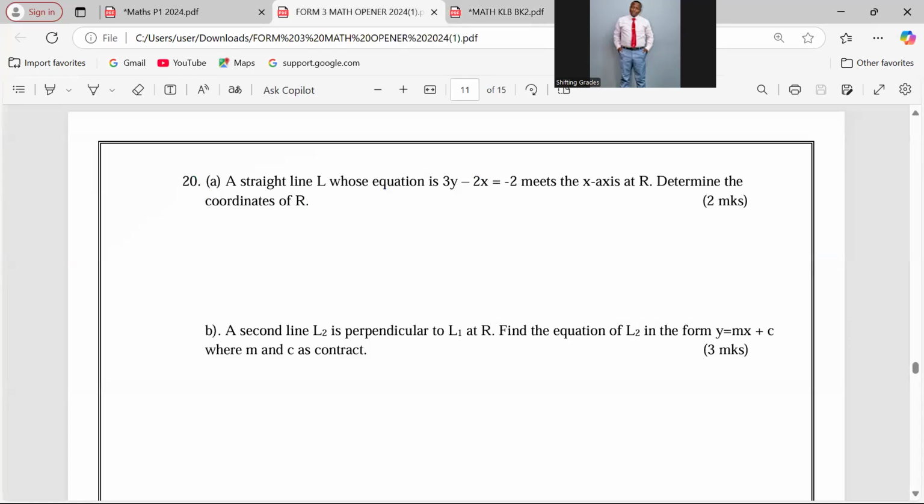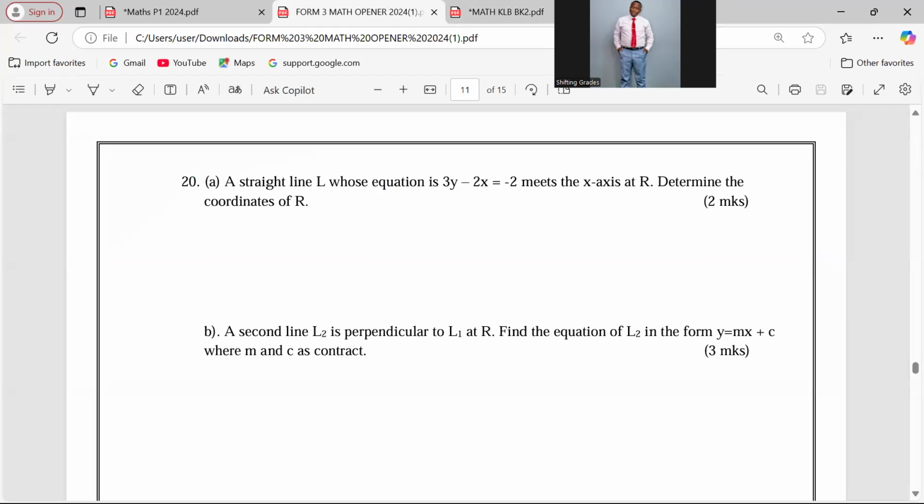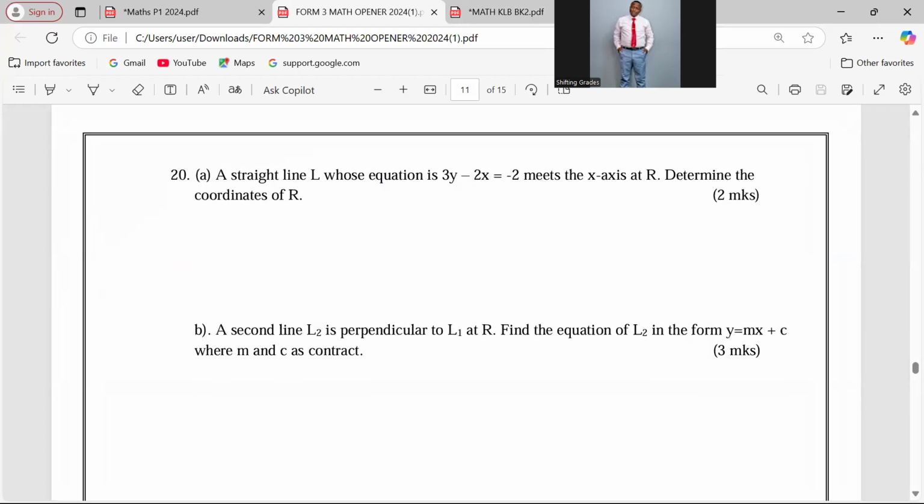Let's check one serious question here. This question is from almost all the concepts. So let's check what it talks about. A straight line L, whose equation is 3y minus 2x equals negative 2, meets the x-axis at R. Determine the coordinates of R.